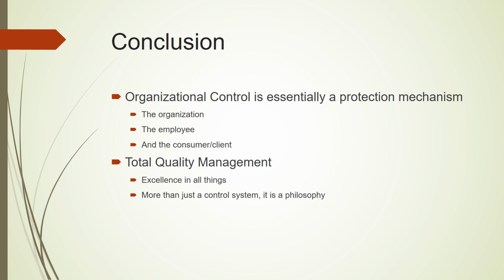So in conclusion, organizational control is essentially just a protection mechanism. It's meant to protect the organization, it's meant to protect the employee, and ultimately you and I, the consumer or client of these organizations. Total quality management, in essence, seeks to provide excellence in all things. And the interesting thing about it is it isn't just a control system, as you can see, it's really a philosophy. And that may be one of the reasons it's considered successful, because people buy in to something that they can believe in.